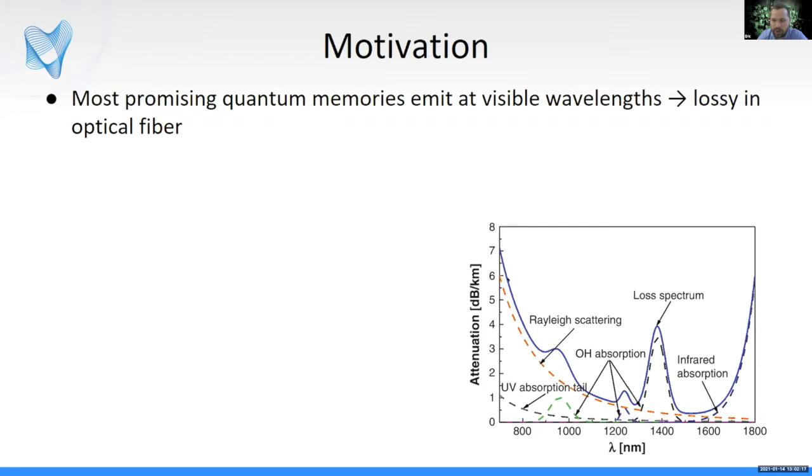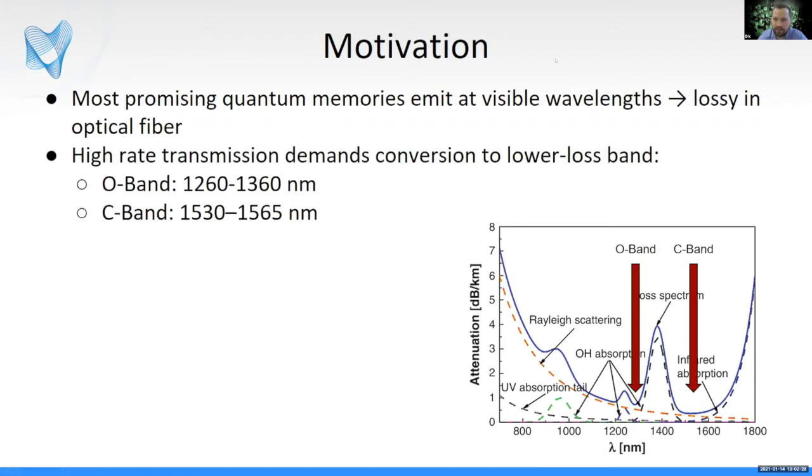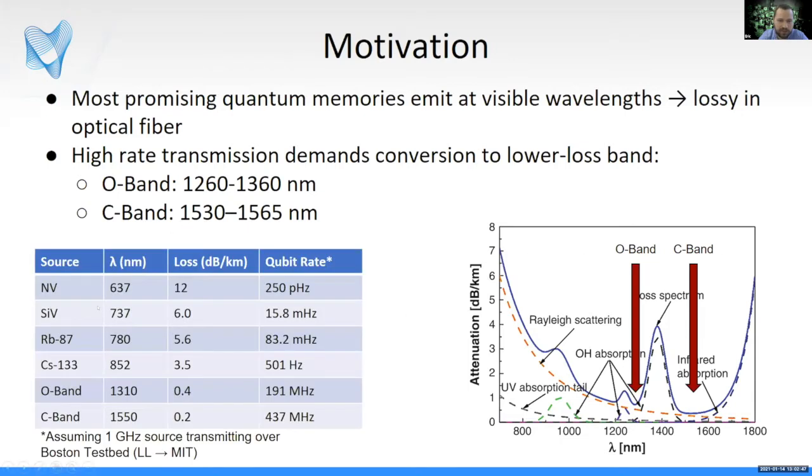And so what we would really like is to have memories that instead of emitting photons at visible wavelengths, which are sort of south of here, we would rather have our photon emissions happening in one of these two bands, either the O band, which kind of runs from 1260 to 1360 nanometers over here, or the C band, which is sort of 1530 to 1565.